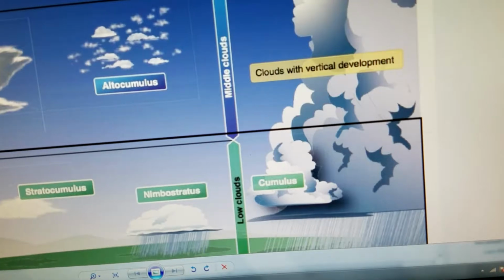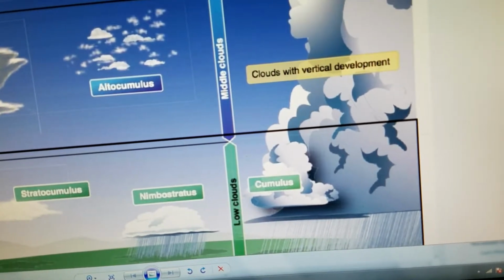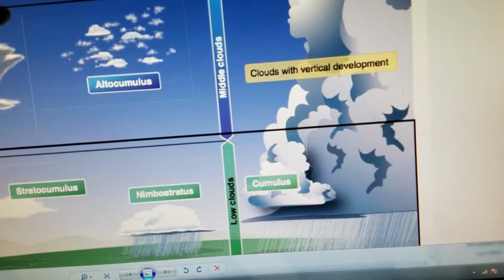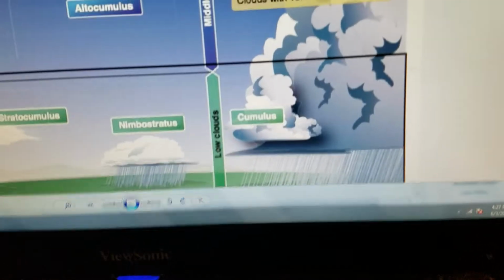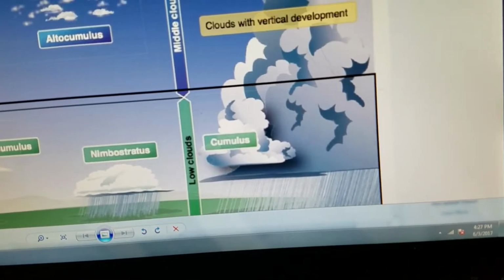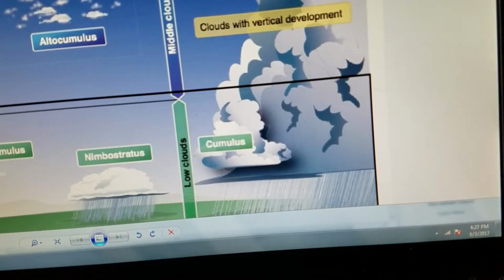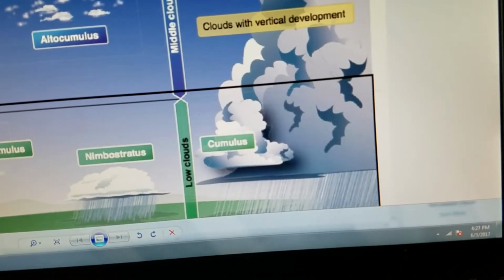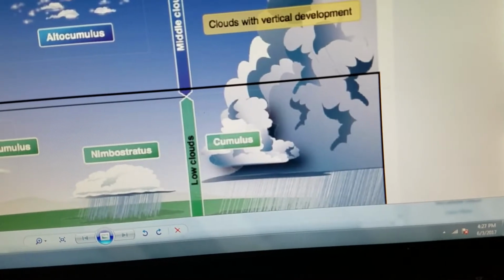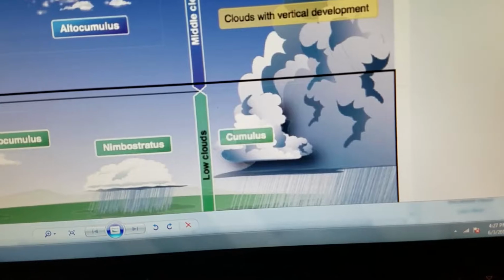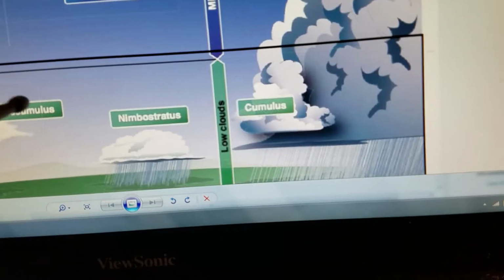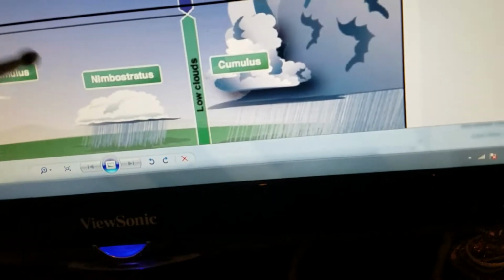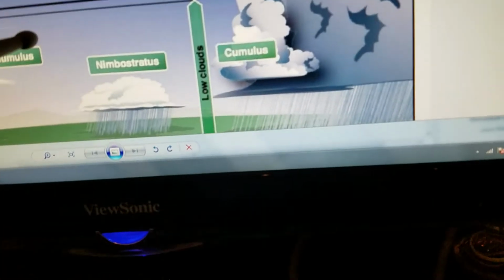On the middle clouds, you have the altostratus and altocumulus. Those are clouds with vertical development, as you see over here, and then you got those high clouds going up to 20,000 AGL, and below that at 6,500 AGL you got the stratus and stratocumulus, and then you got nimbostratus. That is, of course, where you see over here precipitation has already started.